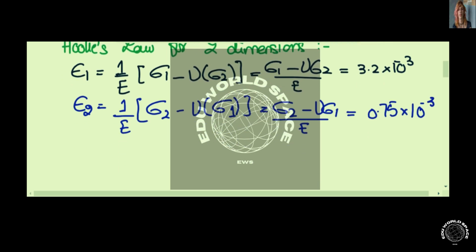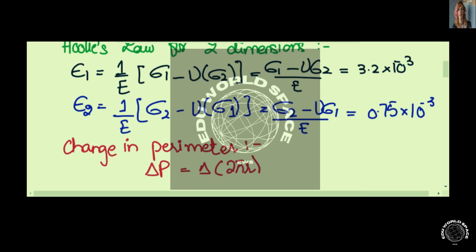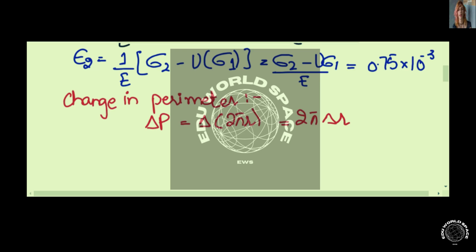So this gives us the ratio of the change in the perimeter divided by the perimeter, that is epsilon sub 1, and the ratio of the change in the length divided by length. So the change in perimeter can be written by del p, that is equal to del of 2 pi r, right? And that is equal to 2 pi del r, because 2 and pi are constant, there cannot be any change in them, so only r is the variable that is present over here. So the change can only happen in the radius, right?